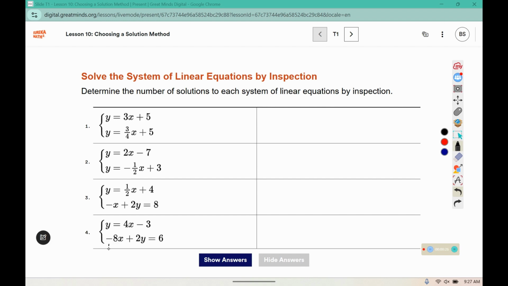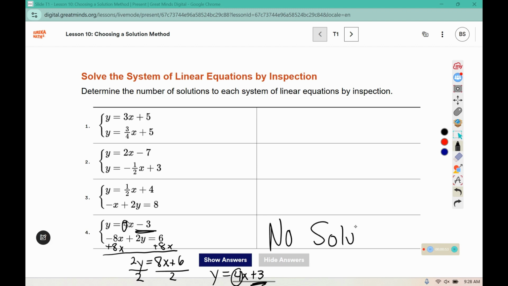So let's look at problem 4. If I were to change this into slope-intercept form, I'm going to start by moving the 8x over. Then I'll divide by 2 on both sides, and that gives me y equals 4x plus 3. So they have the same slopes, but different y-intercepts, which means they are parallel and have no solution.